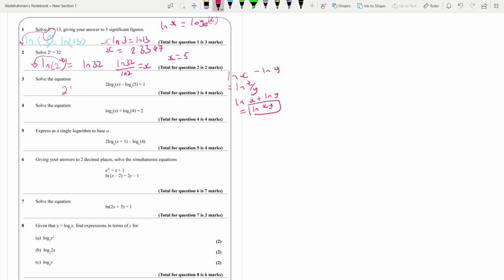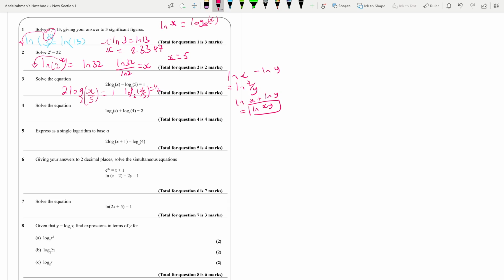So here we have 2 log of x over 5 will give me 1. So log of base 2, sorry, not 10, 2, x over 5 is equal to a half.